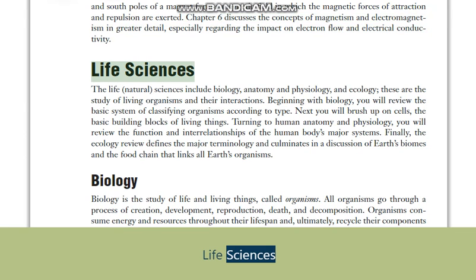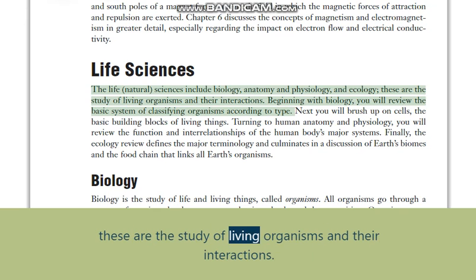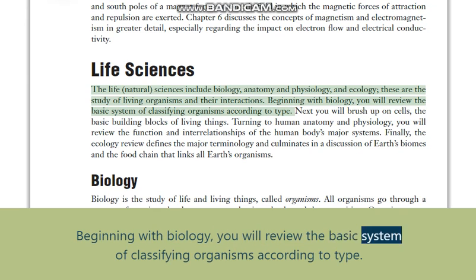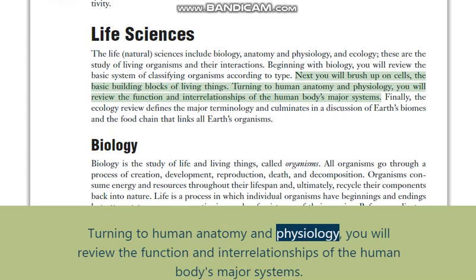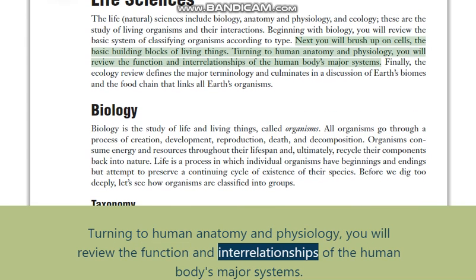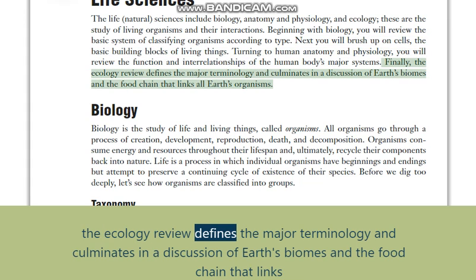Life sciences. The life, or natural, sciences include biology, anatomy and physiology, and ecology. These are the study of living organisms and their interactions. Beginning with biology, you will review the basic system of classifying organisms according to type. Next you will brush up on cells, the basic building blocks of living things. Turning to human anatomy and physiology, you will review the function and interrelationships of the human body's major systems. Finally, the ecology review defines the major terminology and culminates in a discussion of Earth's biomes and the food chain that links all Earth's organisms.